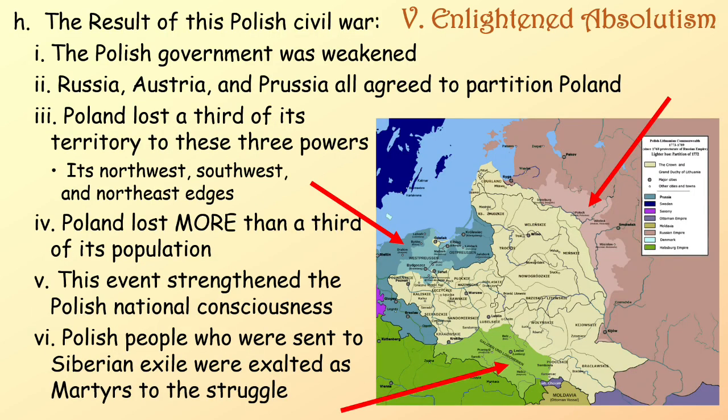So the result of this Polish civil war was this. The Polish government was weakened. Russia, Austria, and Prussia all agreed to partition Poland. Poland lost a third of its territory to these three powers, its northwest, southwest, and northeast edges, and you can see that on the map. Poland lost more than a third of its population. This event strengthened the Polish national consciousness, and Polish people who were sent to Siberian exile were exalted as martyrs to the struggle.